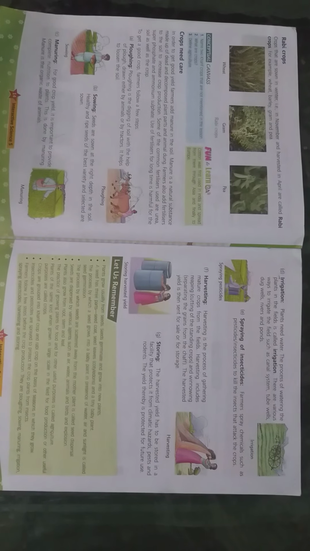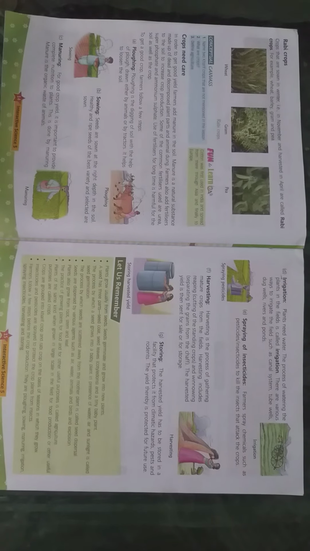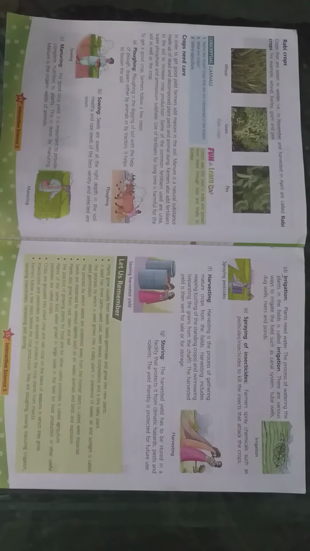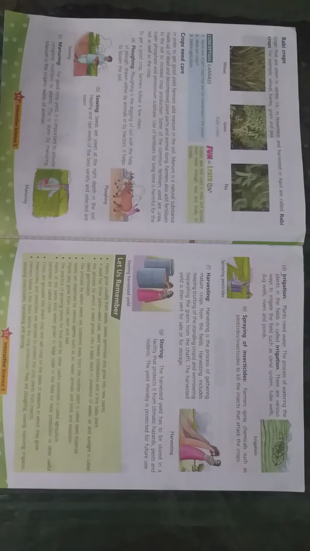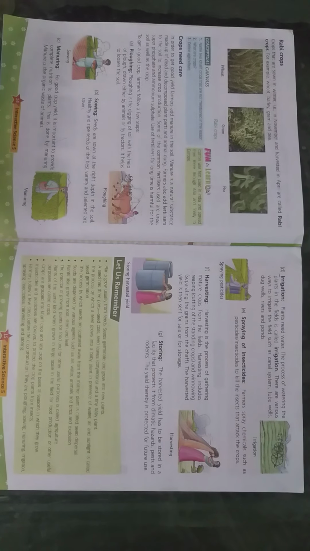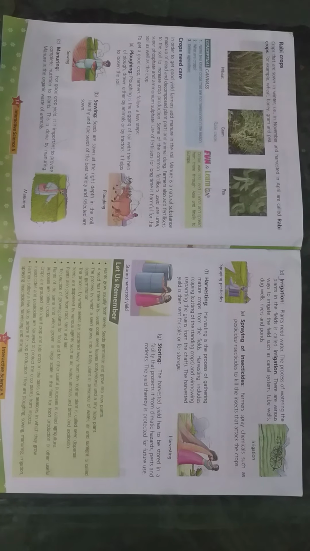In order to get food yield, farmers add manure in the soil. So what is the meaning of manure? Manure is a natural substance made of dead and decomposed plant parts and animals' dung. This type of substance is known as manure.